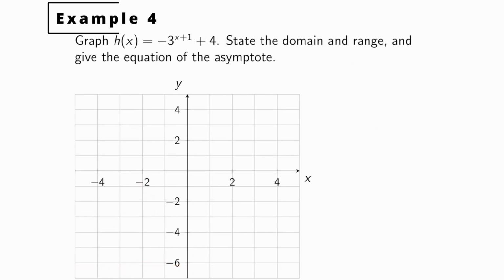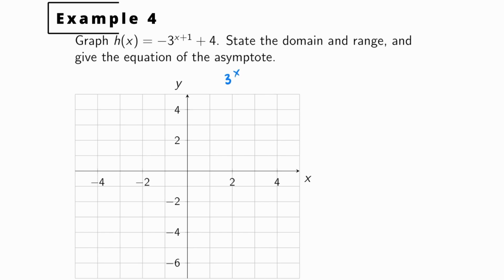Okay, example 4. All right, this one's a little bit more complicated. So we want to graph h of x is -3 to the x plus 1, and then plus 4. So our base graph here, right, is 3 to the x. And that's kind of what the shape of our graph is going to look like, right?